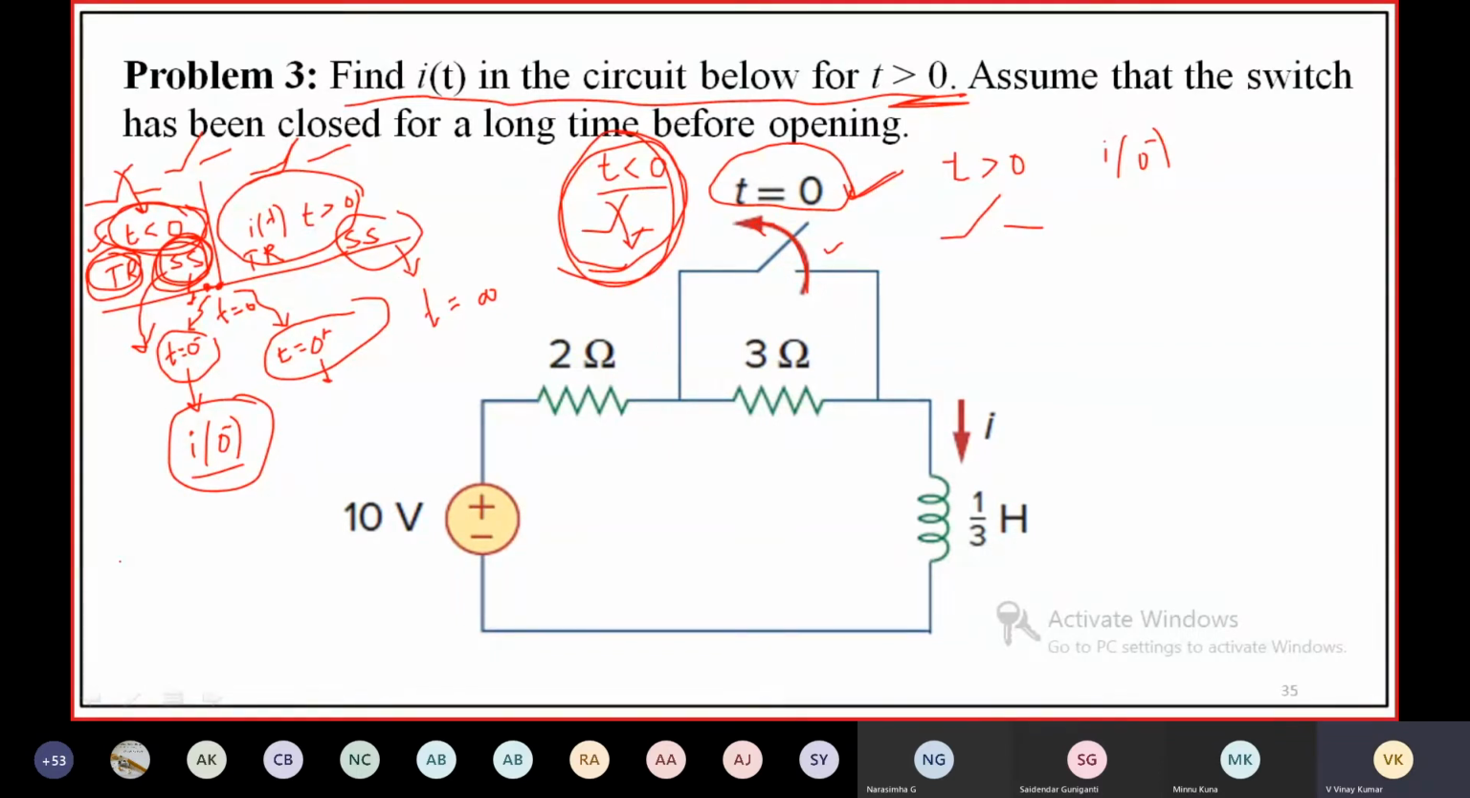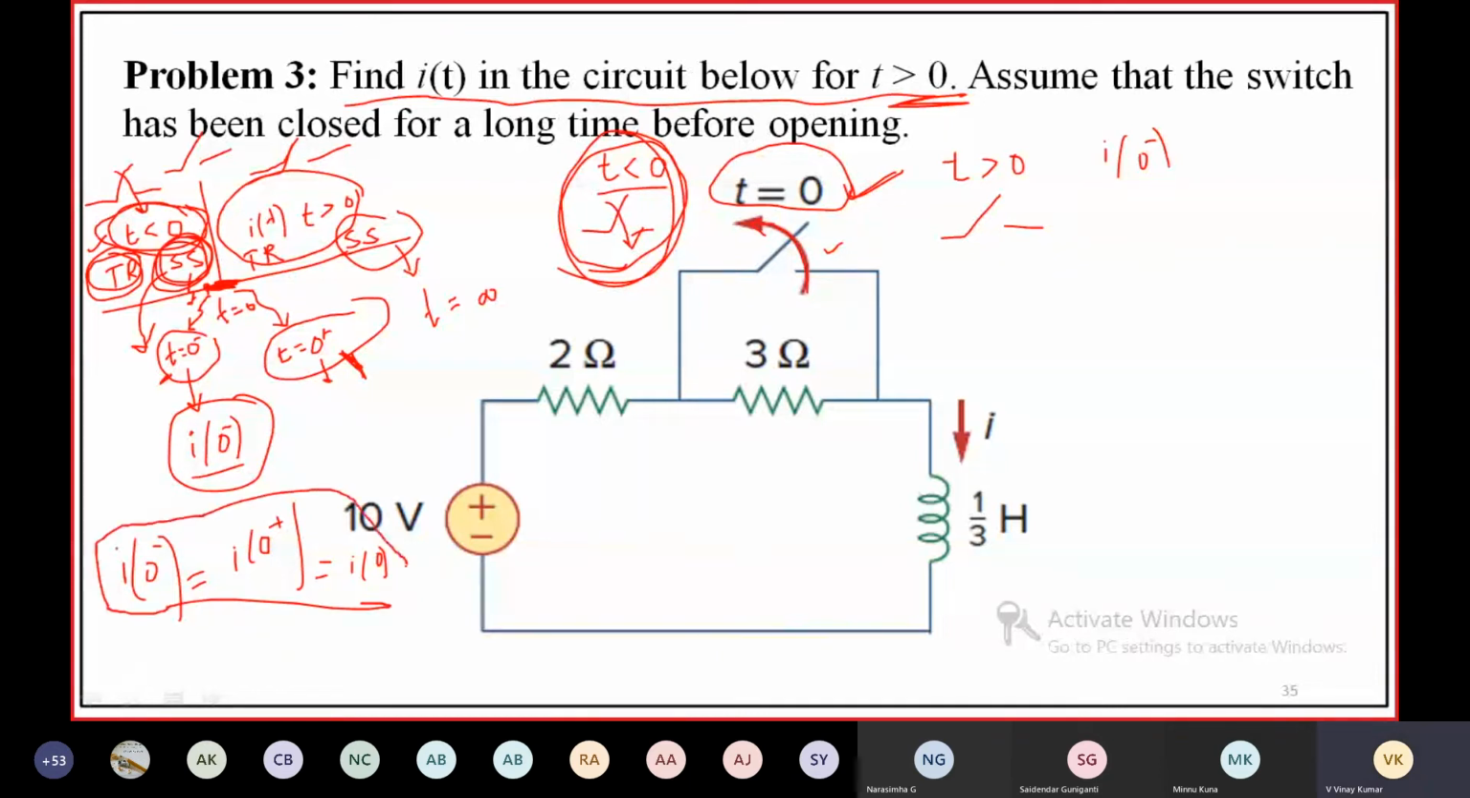Current through the inductor cannot change instantaneously, meaning within zero time, the current doesn't change in the inductor. So I of 0 minus is equal to I of 0 plus. From t = 0 minus to t = 0 plus, the current through the inductor doesn't change. So whatever current is available at t = 0 minus, the same current will be available at t = 0 plus. So I of 0 minus equals I of 0 plus equals I of 0.